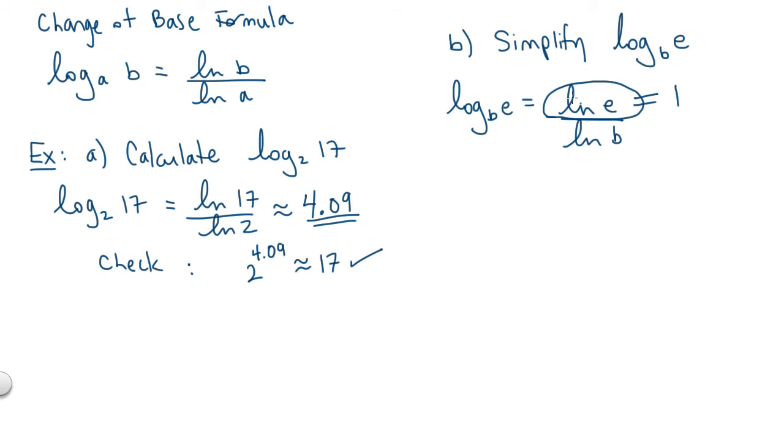So the fact that ln of e is equal to 1, this is a fact that we will use repeatedly throughout our calculus course when we're looking at derivatives of logarithmic and exponential functions. All right, so really, to get this fully simplified, we've got the expression 1 over ln of b.